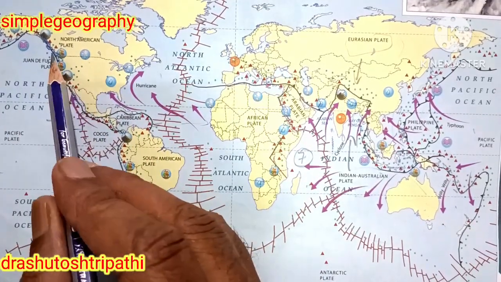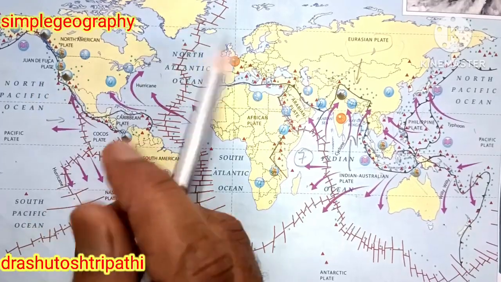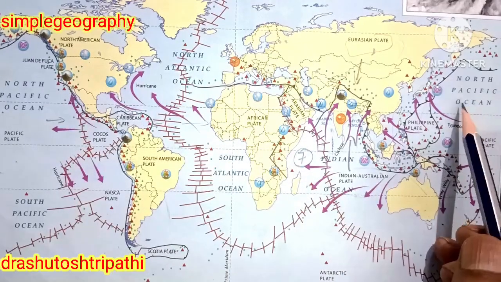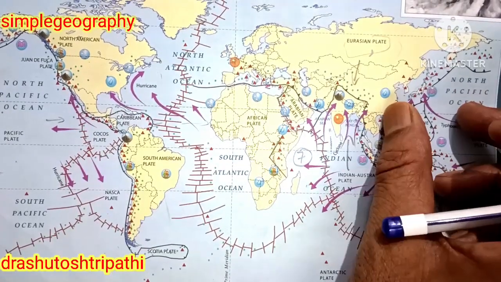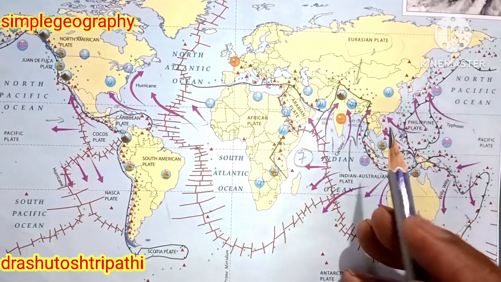Take the example of the Juan de Fuca plate and North America. When the North American plate and the Juan de Fuca plate collide with each other, there is a chance of earthquake. And the same has happened here, when the Pacific plate, Philippines plate, and Eurasian plate collide with each other, there is a 100% chance of earthquake.